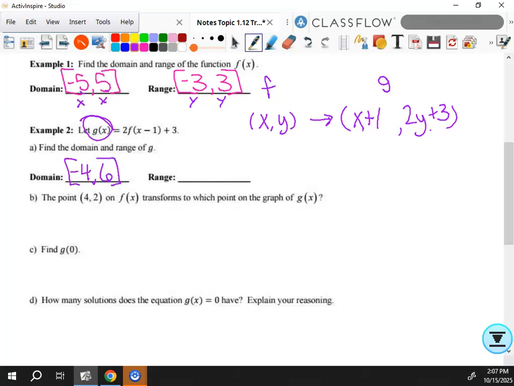Range is YY, so I do this to it. Take that negative 3 and double it and get negative 6. Add 3, and that gives me negative 3. Then I have 3, and I double it, and I add 3, and that gives me 9. And there's my answers.